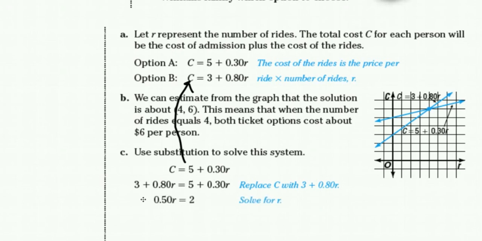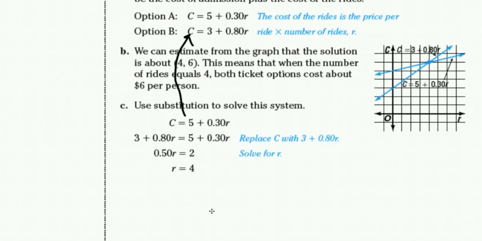We basically subtract 0.3R from both sides, and we subtract 3 from both sides of the equation, and end up with 0.5R equals 2, and divide both sides by 0.5, and end up with R equals 4.